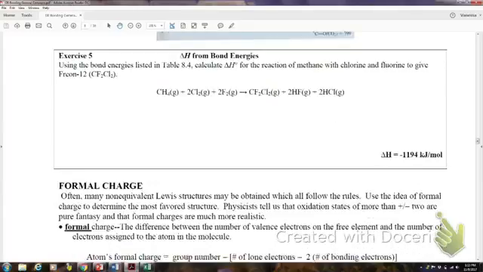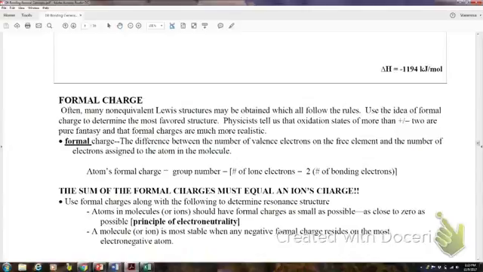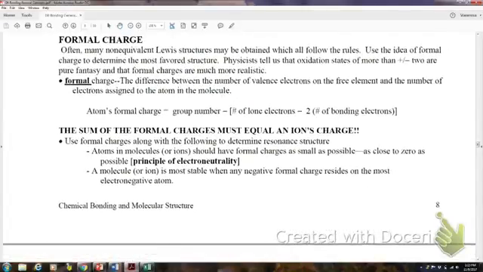So, formal charges. And I apologize that we're having to do so many notes at one time, but I'm not going to be here the next 2 days, so we got to jam it in there. And we're up against Thanksgiving break. Okay? So, a formal charge is basically this.